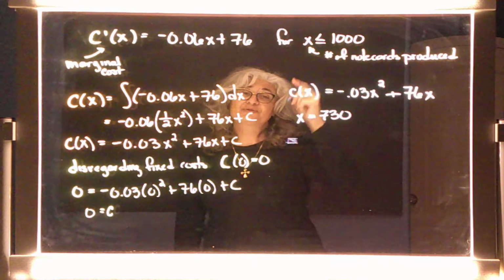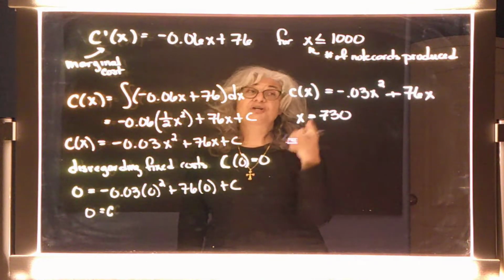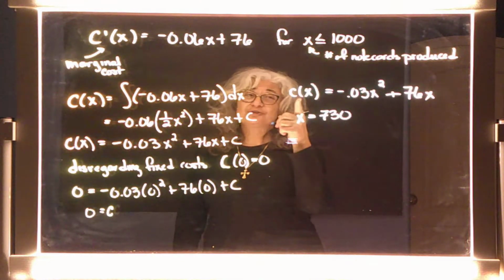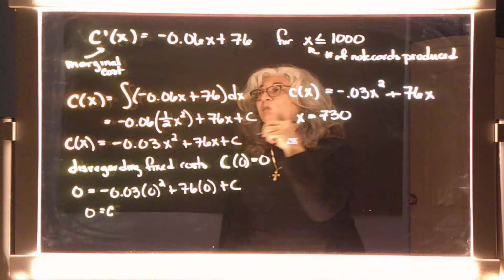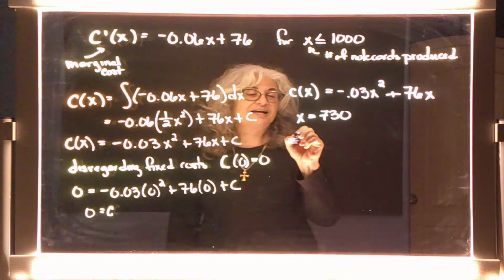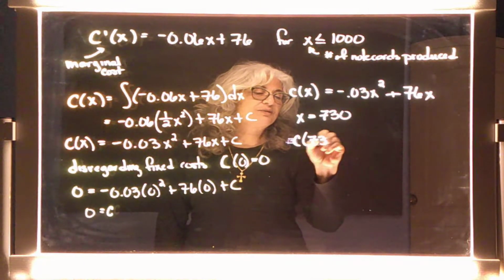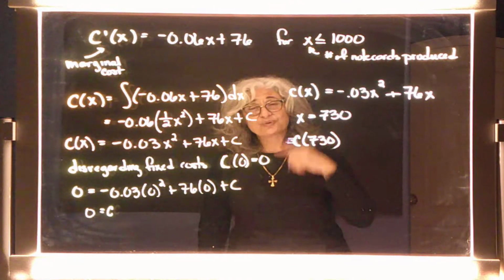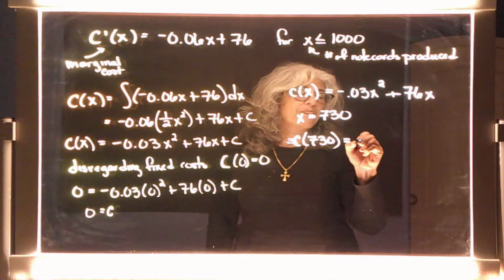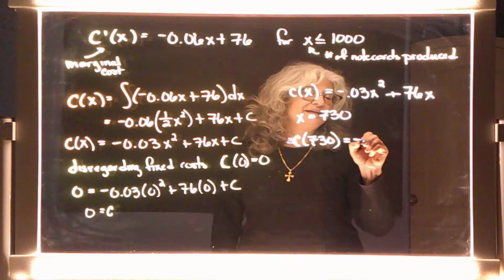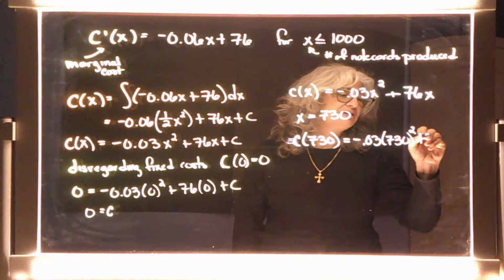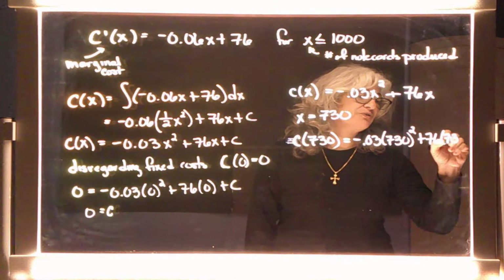Good. Gratefully, that's less than 1,000 because the restriction was that the number of note cards had to be less than 1,000. And if I'm looking for the cost, am I going to use the C of x function, or am I going to use the C prime of x? Use the C of x, because C of x is the actual cost. The C prime is the change in the cost, the rate of change of the cost. That's not what they're wanting. They want the physical cost. So, good. Negative 0.03 times 730 squared plus 76 times 730.